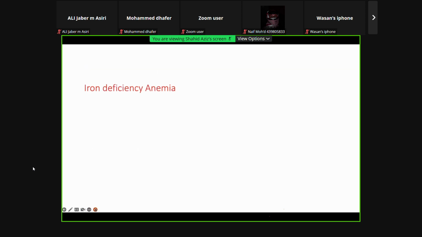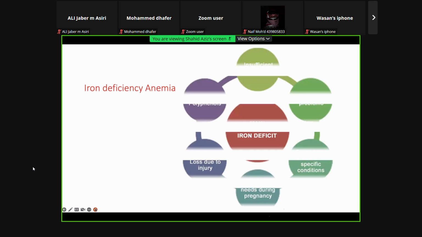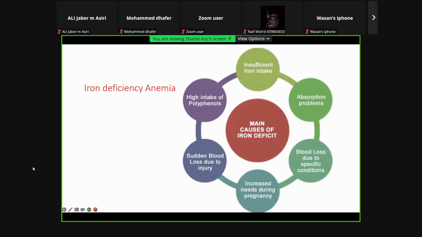Now, iron deficiency anemia. This is by far the most common cause of anemia globally, all over the world, and especially common in females of the reproductive age group. So what are the causes of iron deficiency anemia? In the diet, if you have insufficient intake of iron, or if you have malabsorption syndrome where there is impaired absorption of iron from the intestines. The major site of absorption of iron is in the small intestines, especially the duodenum.